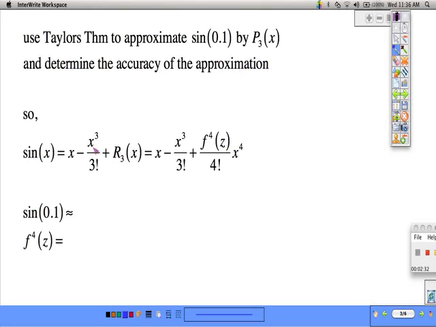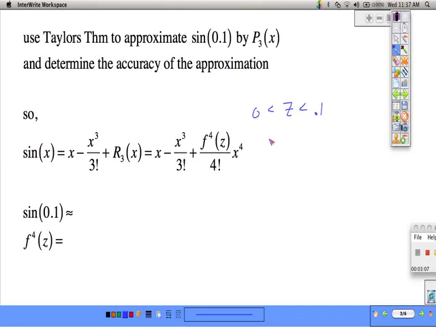So the sine of x is equal to that polynomial we came up with plus the third remainder. So it's x minus x cubed over 3 factorial plus the fourth derivative of our function evaluated at some z value, where z is between 0 and 0.1, over 4 factorial times x to the fourth.